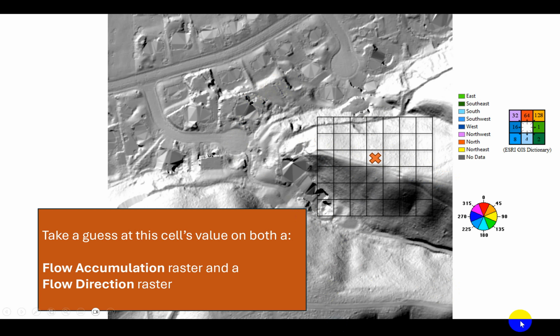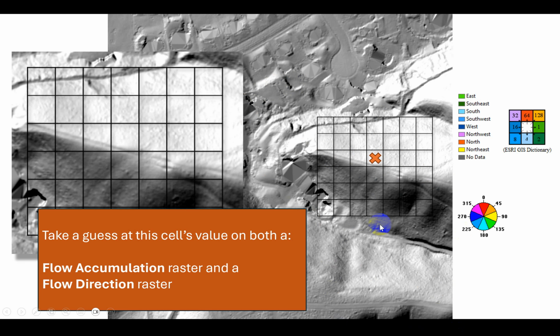If we lay a raster grid over this and zoom in on it, I want you to estimate what the cell value would be in this cell for both a flow accumulation raster and a flow direction raster. So to prompt you with flow direction, I'm giving you a couple different options over here, and I'm just wondering if you guys can remember the difference between flow direction and aspect, and if you can tell the difference between the legends for those. Flow accumulation, if you can just go back and remember, what does flow accumulation mean?